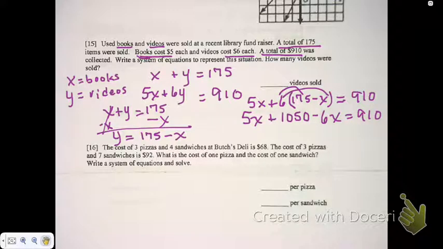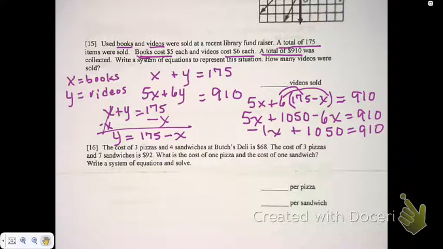5x minus 6x gives me... Wouldn't the 1050 be 1050y? Because we got rid of the y when we substituted in the value 175 minus x. Because y and 175 minus x equal the exact same thing. So we get negative 1x plus 1,050 equals 910.